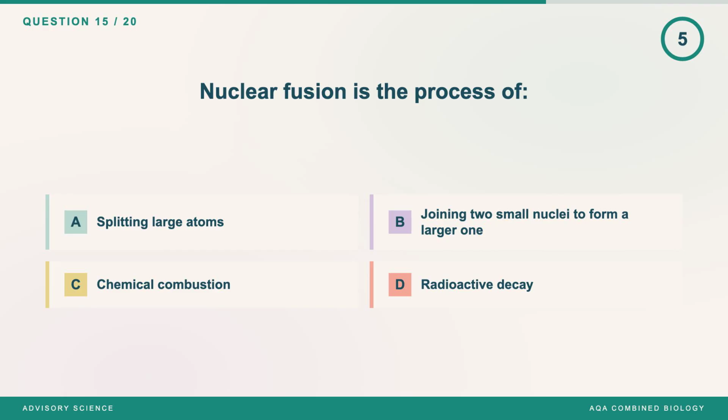Question 15. Nuclear fusion is the process of Option A, splitting large atoms. Option B, joining two small nuclei to form a larger one. Option C, chemical combustion. Option D, radioactive decay. What is your answer?